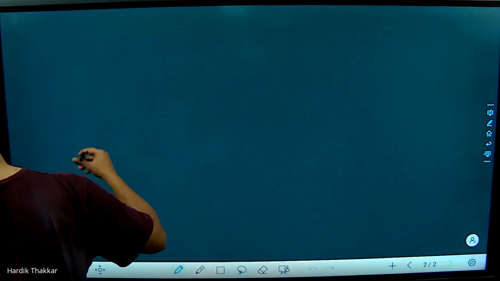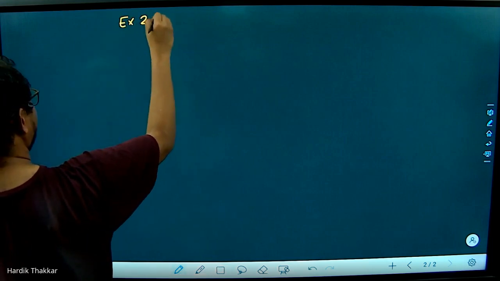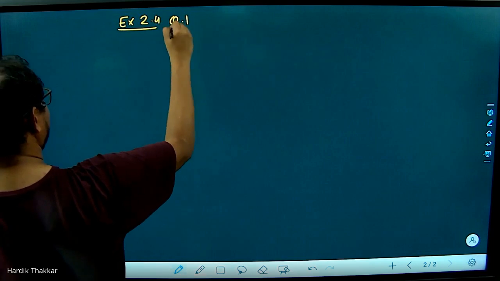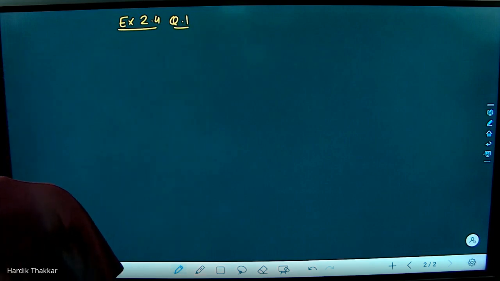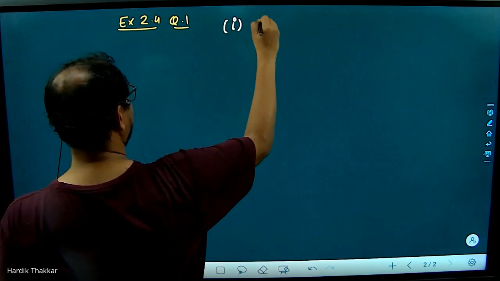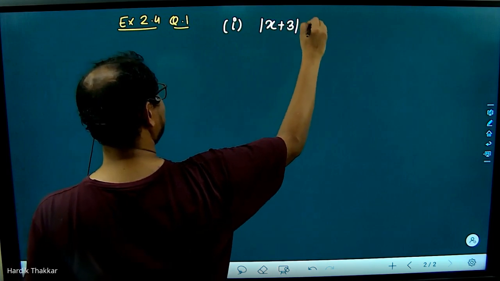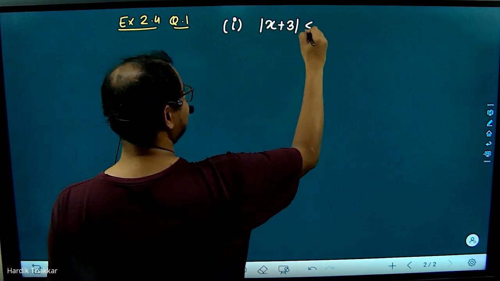Now, let us begin with the questions. Any other properties, we will discuss while solving the questions. So, let's start with exercise 2.4, question number 1. In question number 1, we have to solve the inequality. The first part is mod x plus 3 less than or equals to 5.